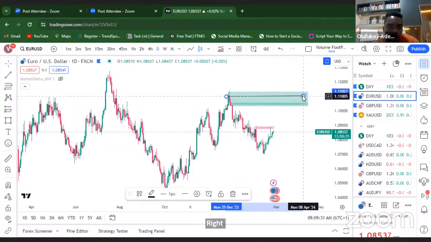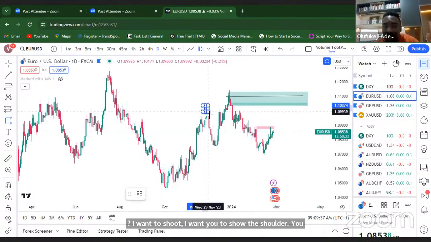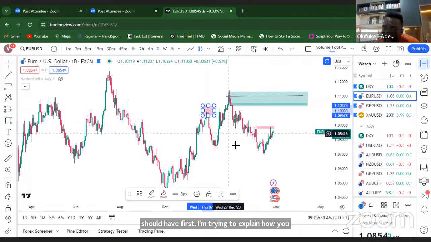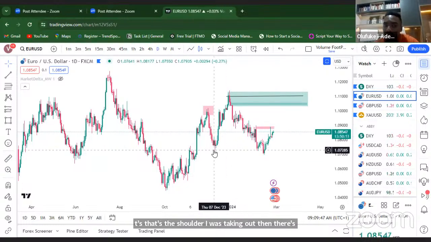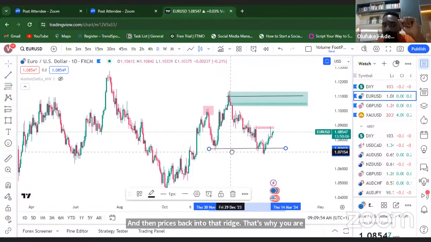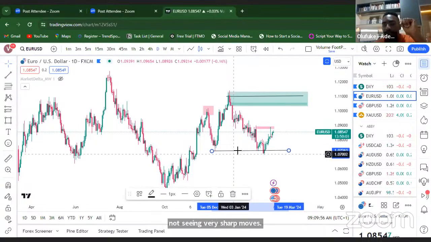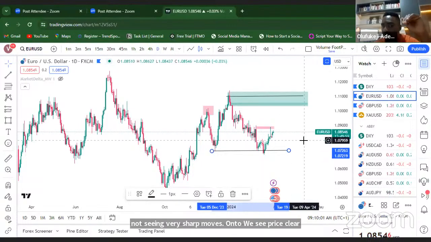I want you to show the shoulder first. I'm trying to explain how you understand why price may not be moving. So that's a shoulder that was taken out. And there's another low too that was taken out. And then price is back into that range. That's why you are not seeing very sharp moves until we see price clear those levels.